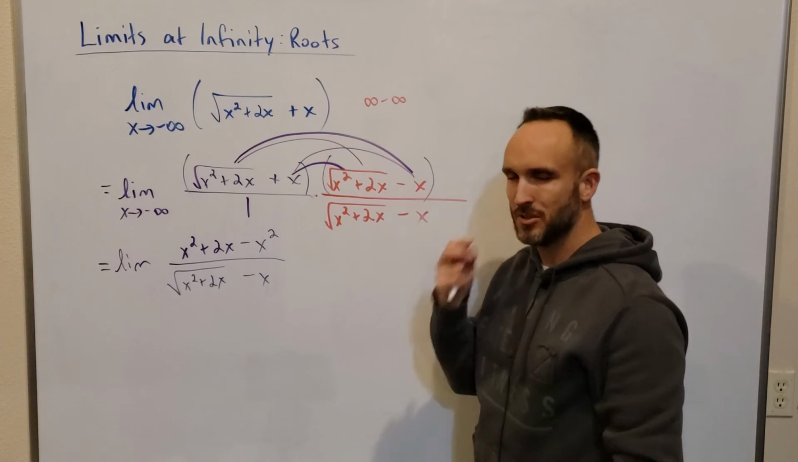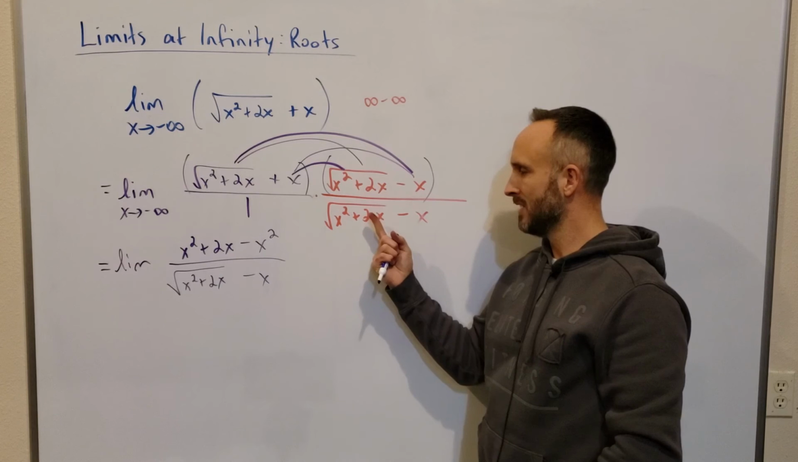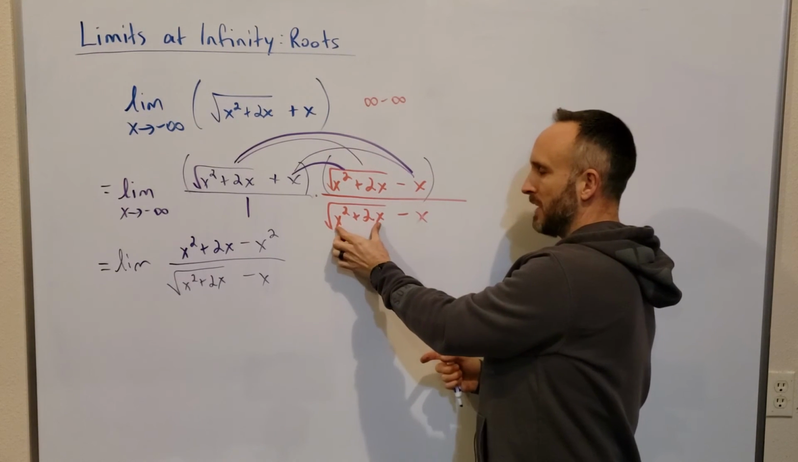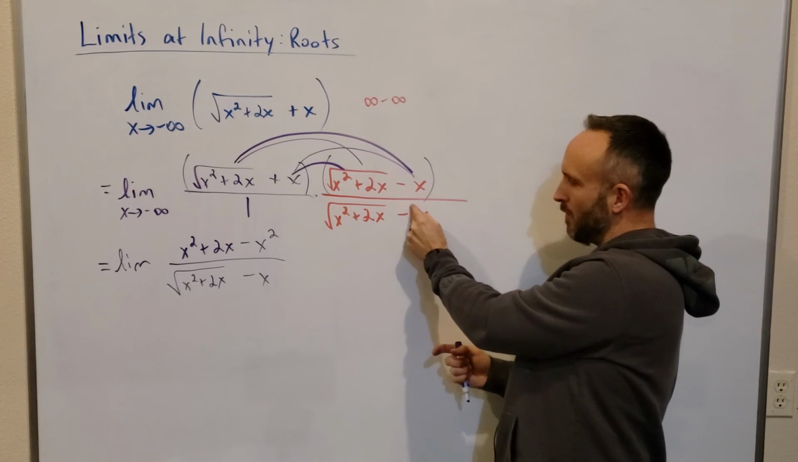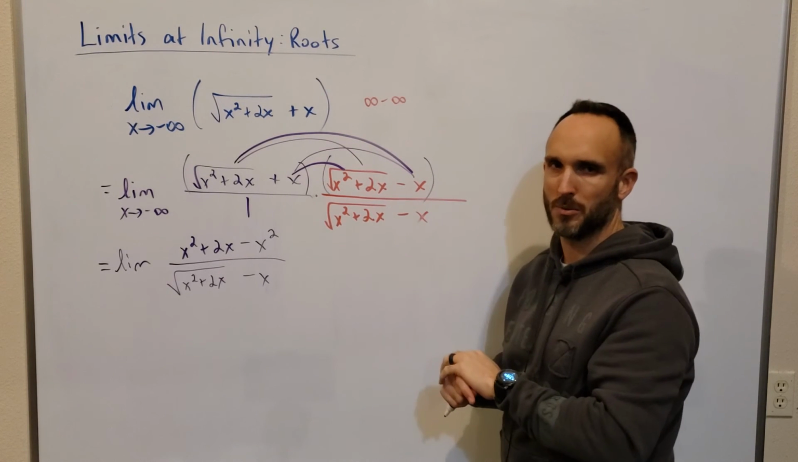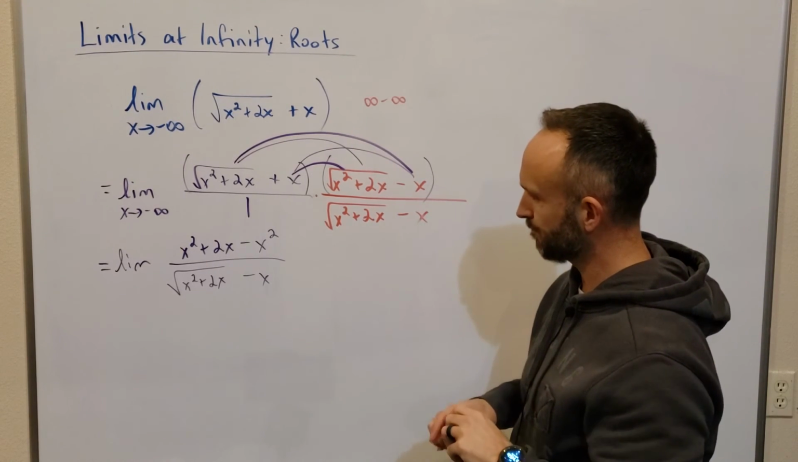A mistake that I see students make all the time here is they get careless with the radical symbol. The square root here applies just to the x squared plus 2x. If you make the mistake of carrying it over the minus x, it causes huge problems. So be really careful with your radical symbols.